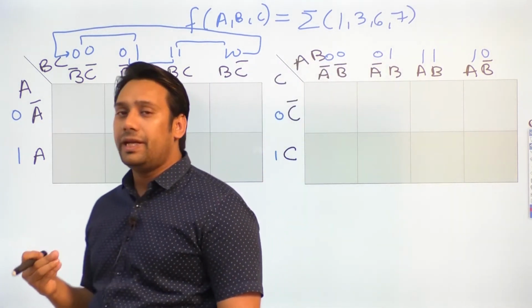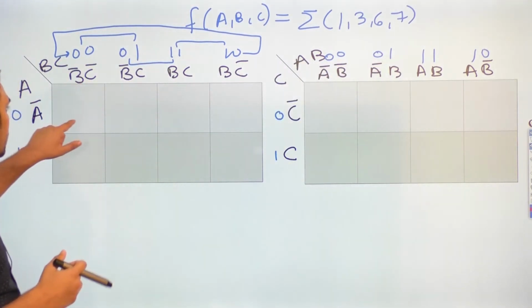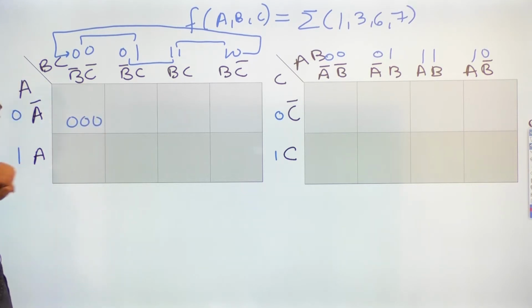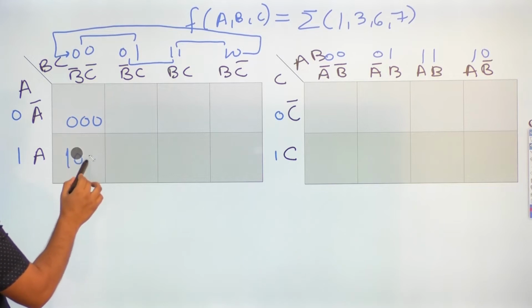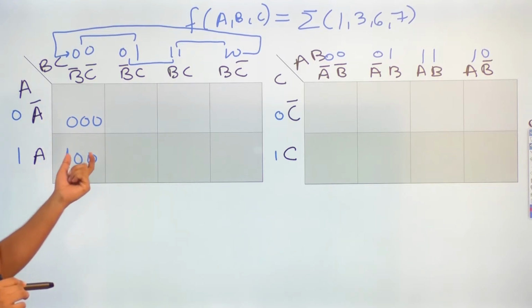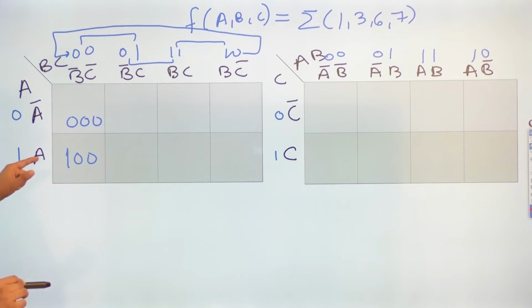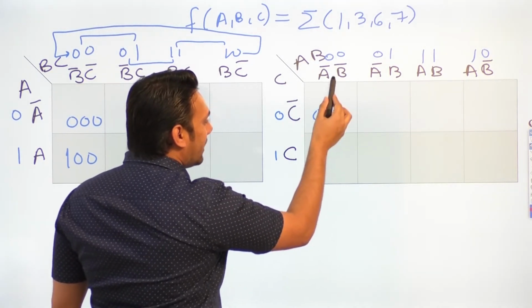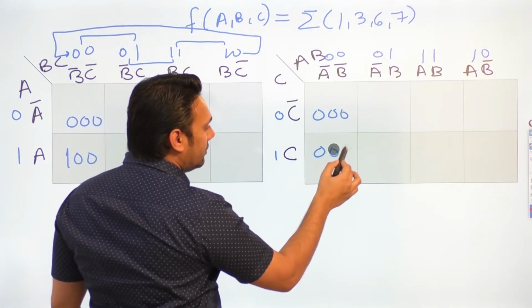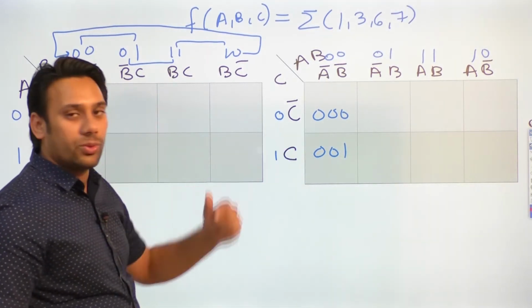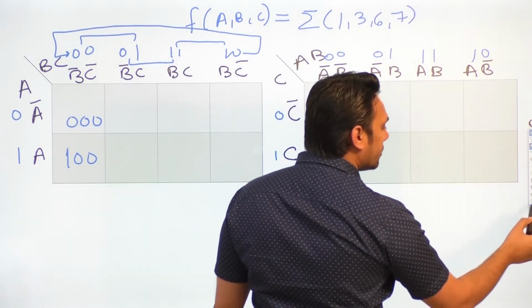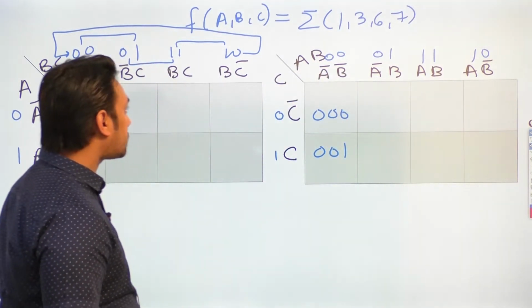Now there's something very interesting happening here. If I'm looking at this cell, it is representing 0 0 0, and this cell is representing 1 0 0. Why I'm writing 1 0 0 is because this row is A and here we have B complement, C complement. Now this cell is representing 0 0 0 and this cell is representing 0 0 1. Why have I written 0 0 1 here? Why have I not written 1 0 0?